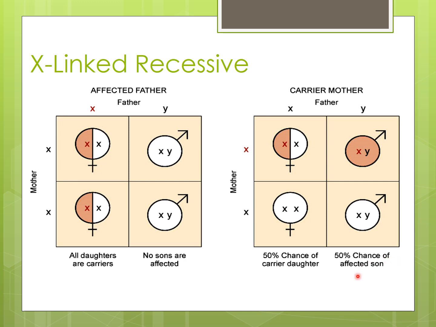This plays out similarly with the daughters in that the daughters would never be affected because they have that dominant allele masking it from the father, but 50% of the daughters would be carriers as demonstrated by the upper left quadrant of this Punnett square here.